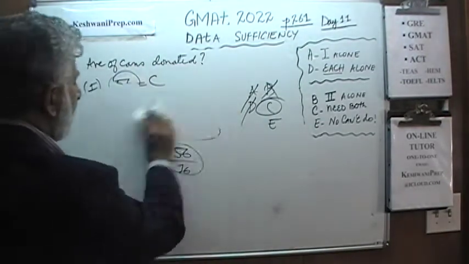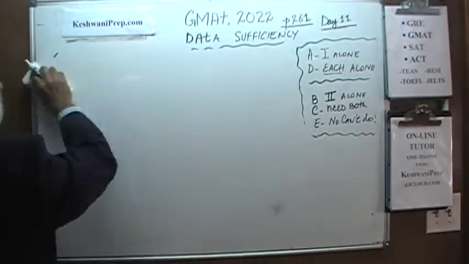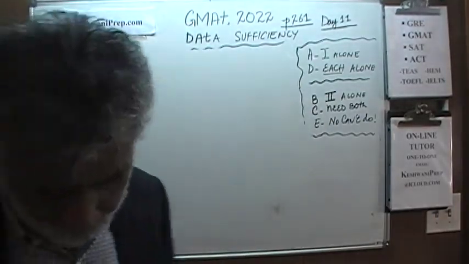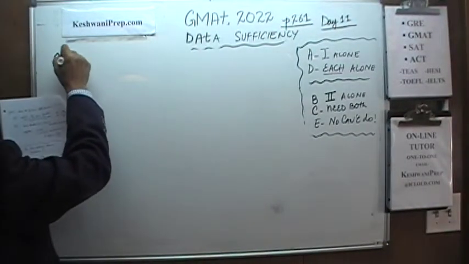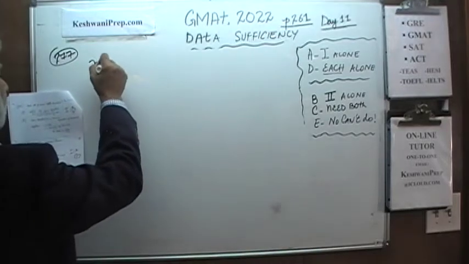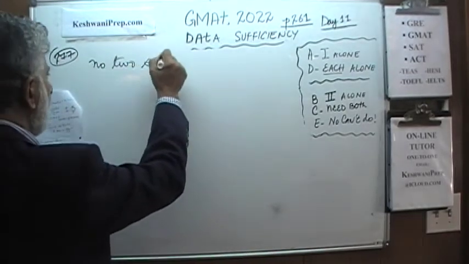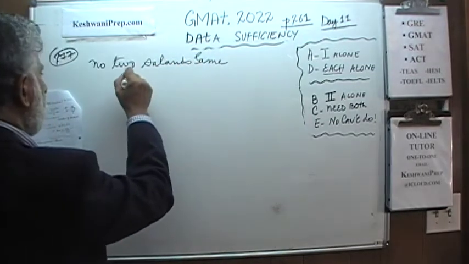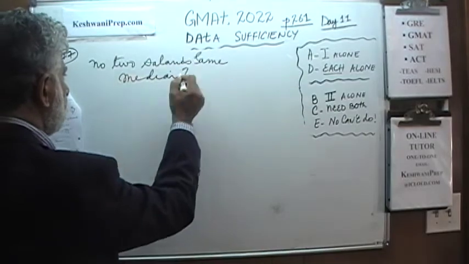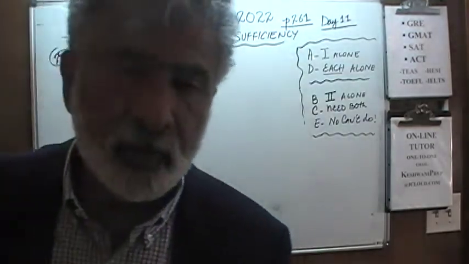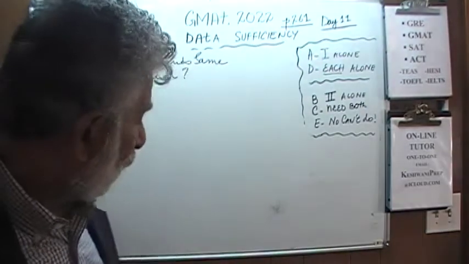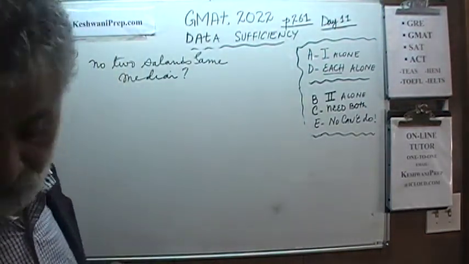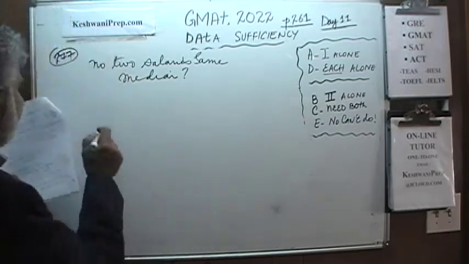277. In the next column, we are told that no two salaries are same. So we have a firm in which we have a number of employees, and we are told that each person makes an amount of salary which is unique. No two people are paid the same amount of money. The question is, what is the median salary? Let's see what that tells us.